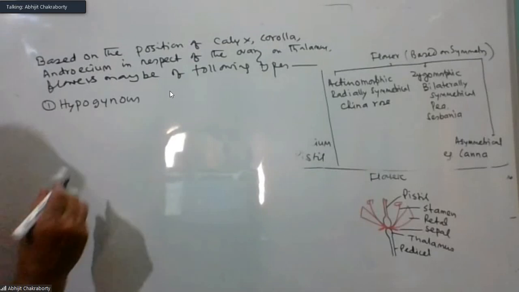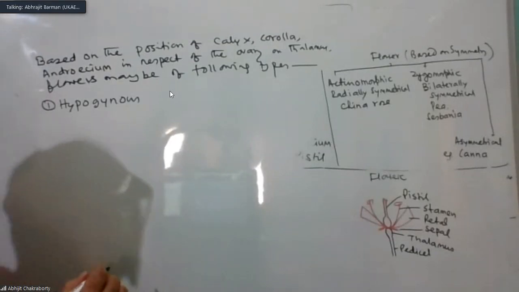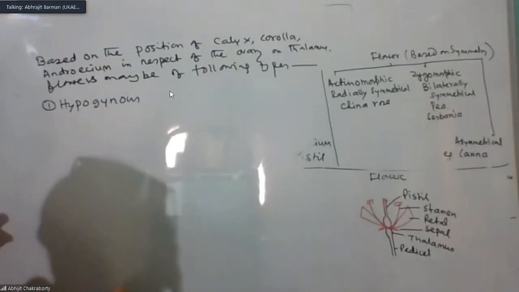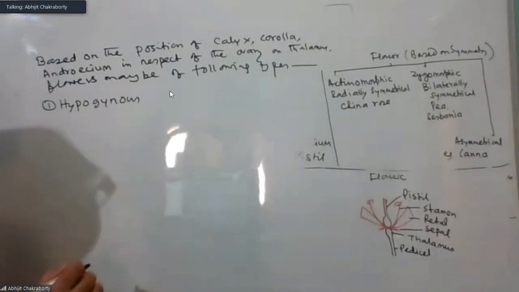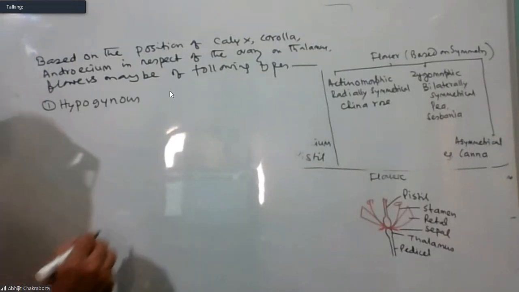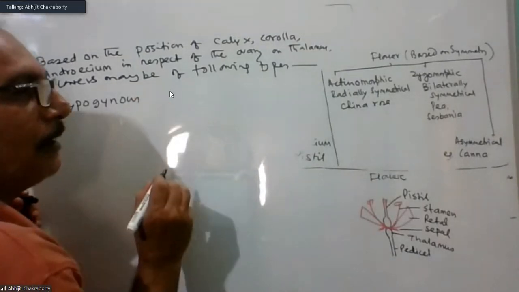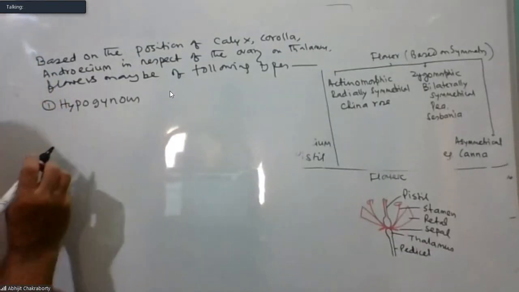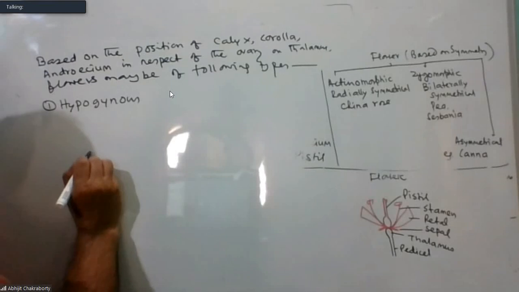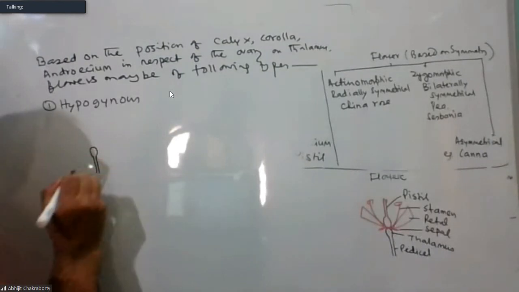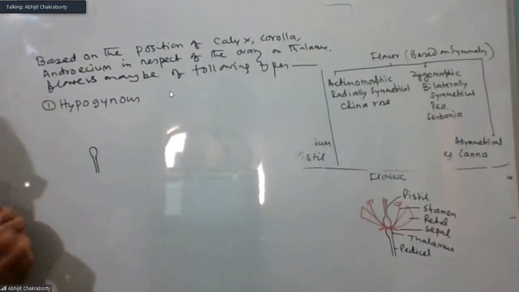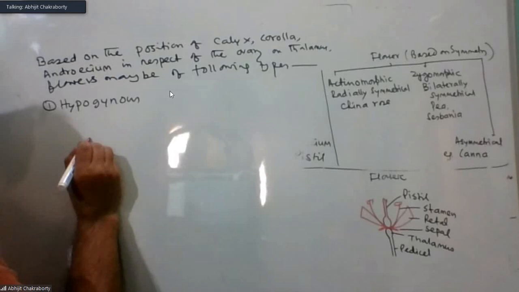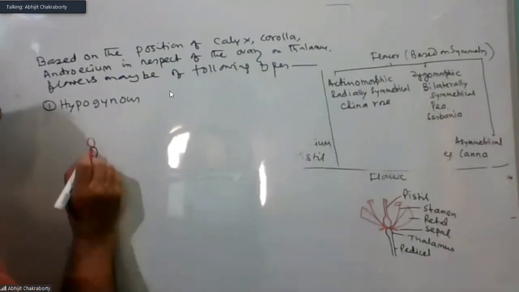What about hypogynous? In respect of the ovary, on thalamus. In case of hypogynous, you see what happens here. The thalamus is convex. So gynoecium occupies the highest position.